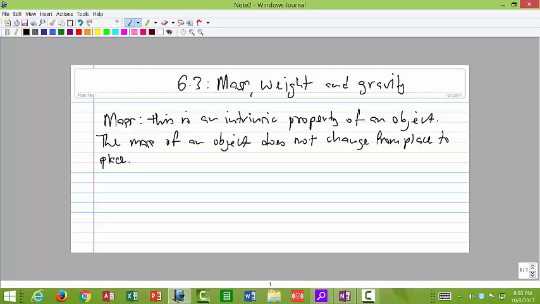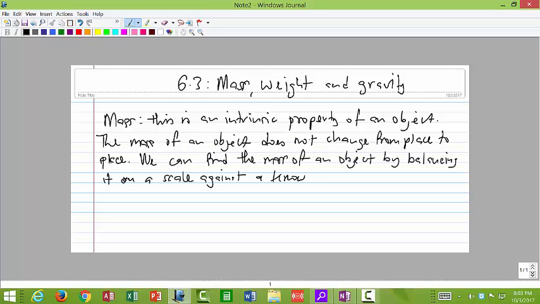It's just the quantity of material or the inertia of an object, so it does not change from place to place. We can find the mass of an object by balancing it on a scale. We balance it against a known mass. If it balances against a known mass, then those two masses are equal.